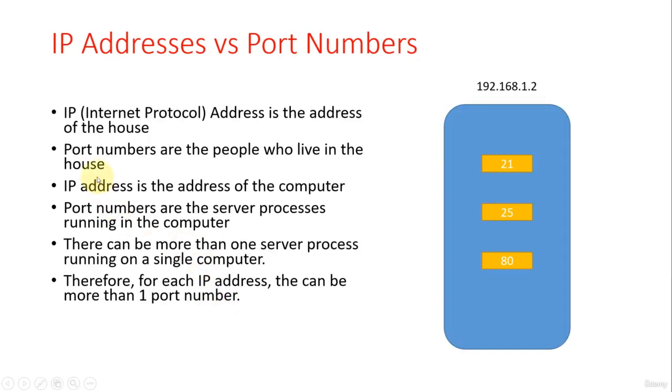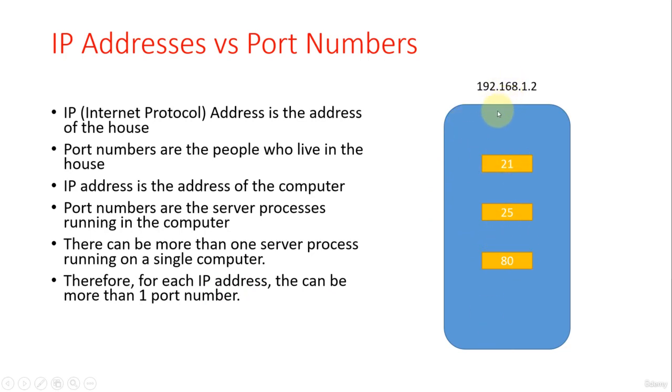IP addresses versus port numbers. IP addresses, also known as Internet Protocol addresses, are the address of the house. Port numbers are the people who live in the house. IP addresses are the address of the computer. Port numbers are the server processes running in the computer. There can be more than one server process running on a single computer. Therefore, for each IP address, there can be more than one port number.